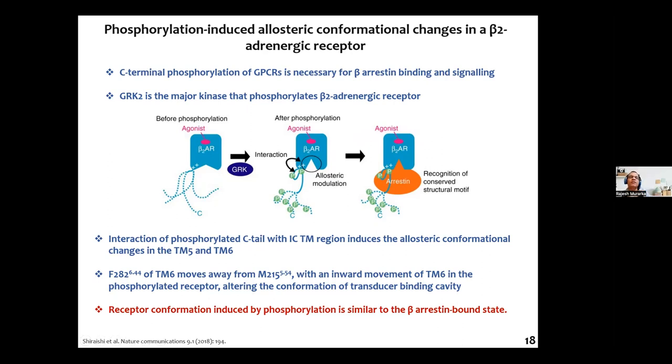Okay, so that means they found that these conformations due to the phosphorylations are actually inducing a conformation which is favoring the beta-arrestin binding.